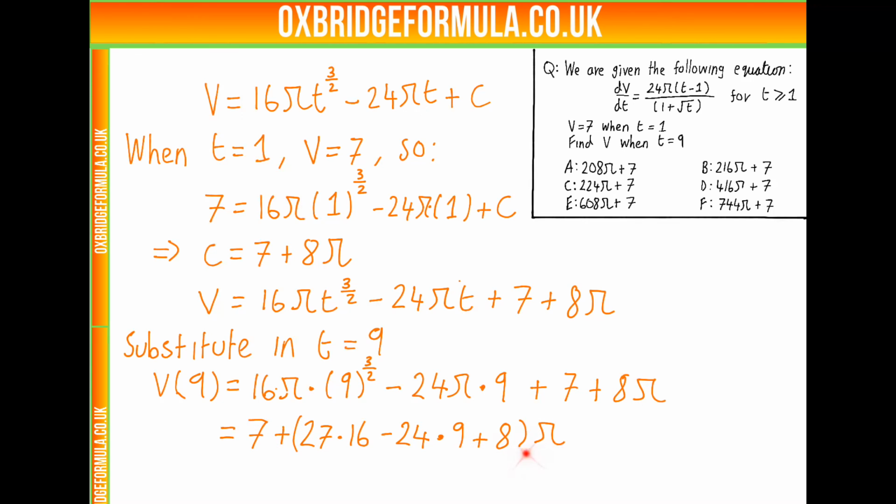We do this by a combination of column addition, column multiplication, or whatever we can do in our heads to calculate this sum. And it will be 224 in this bracket, so we get 7 plus 224 pi as the value of v when t is 9. Now let's look at our possible answers, and we see that this matches perfectly with C. And so we know our answer is C, and v is 224 pi plus 7 when t is 9.